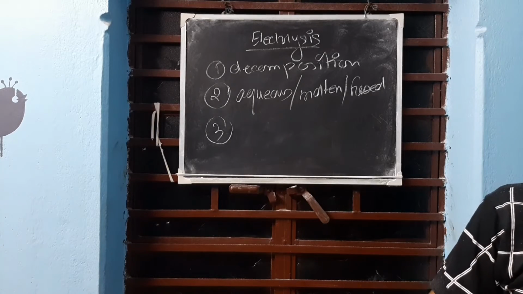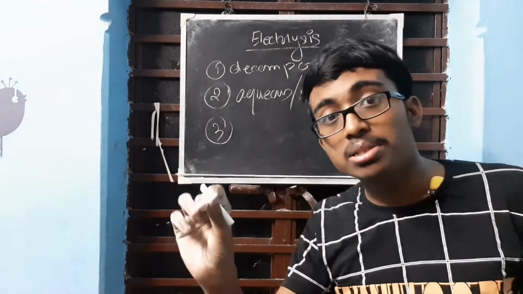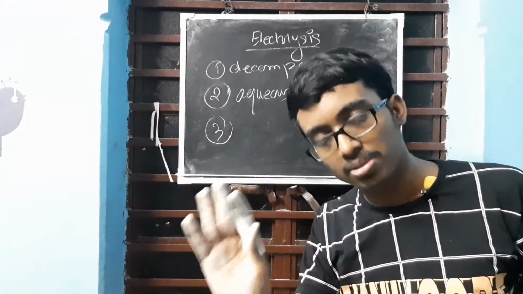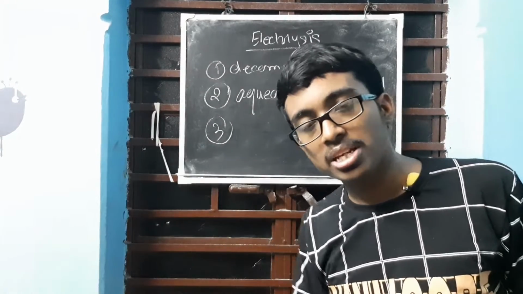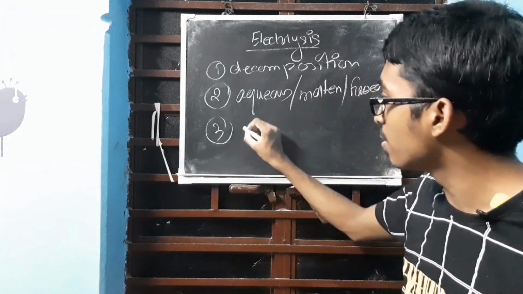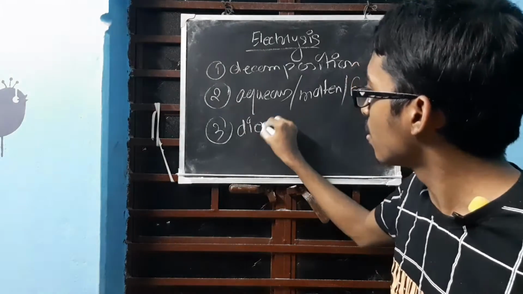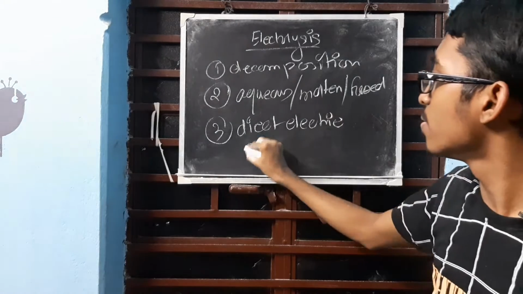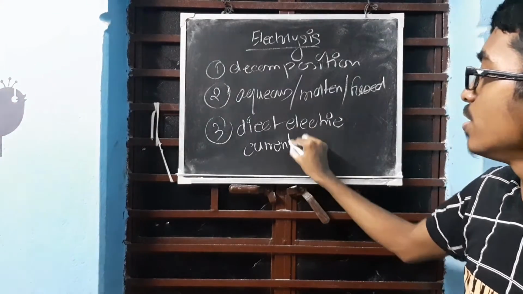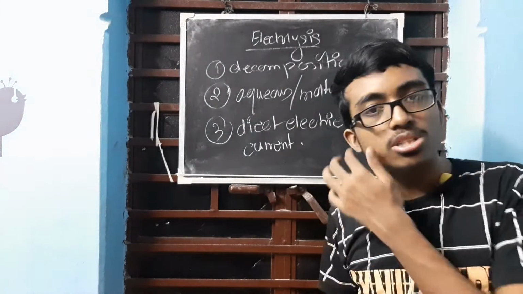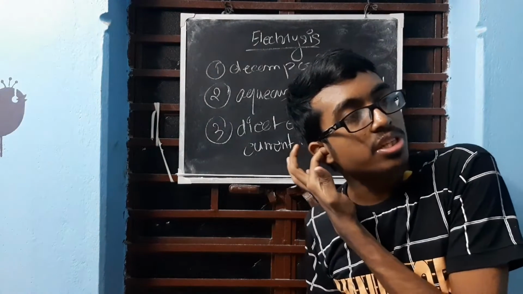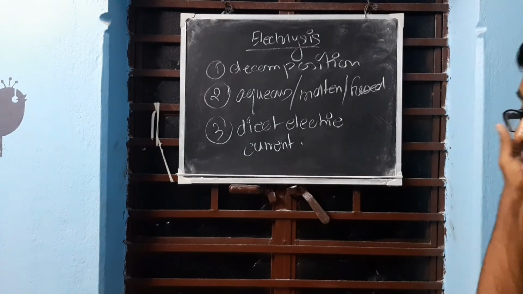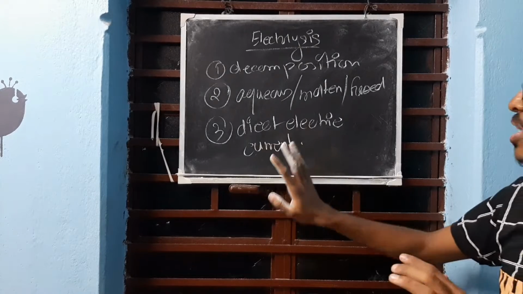Accompanied by a chemical change. That is not the keyword. Chemical change by using direct electric current. By using direct electric current. Now what is direct and alternating current? You might have read in physics. Okay. So it is direct electric current.